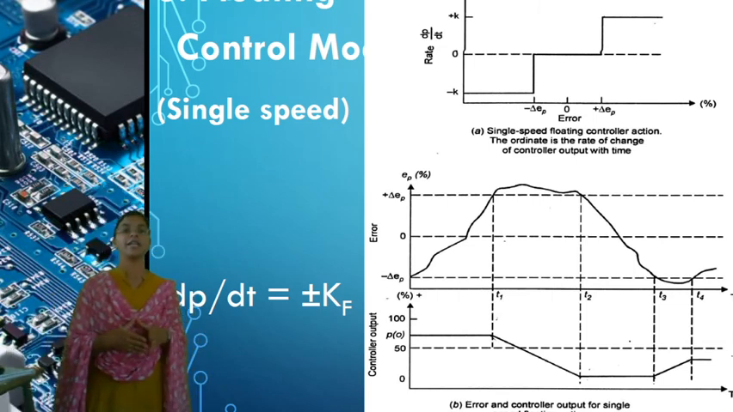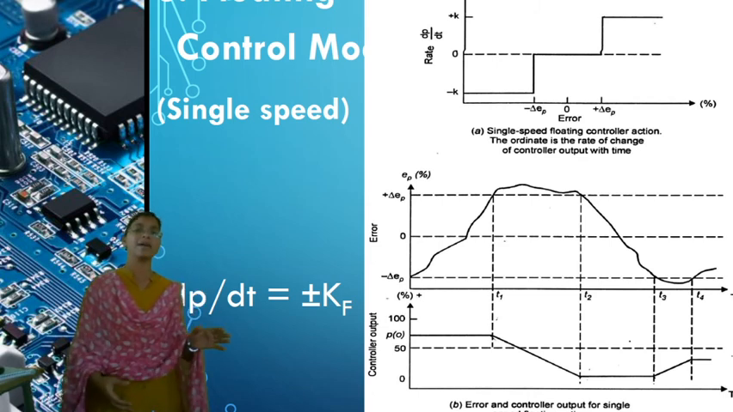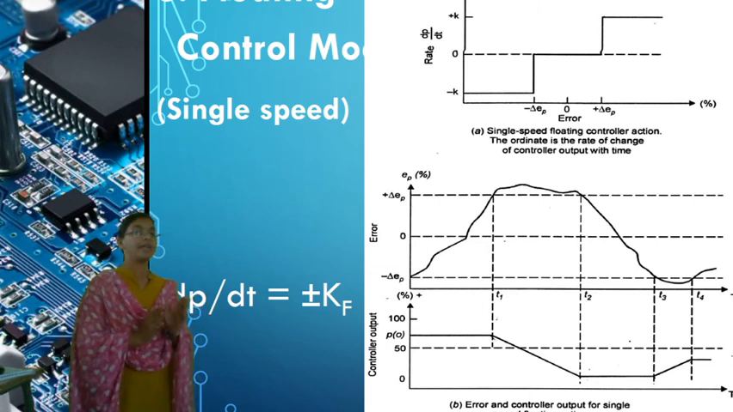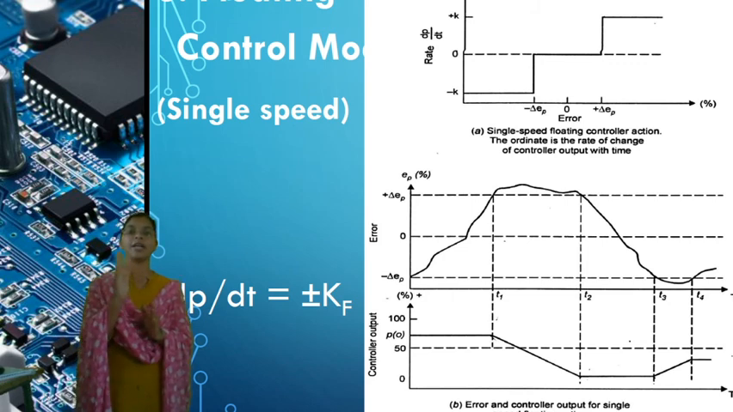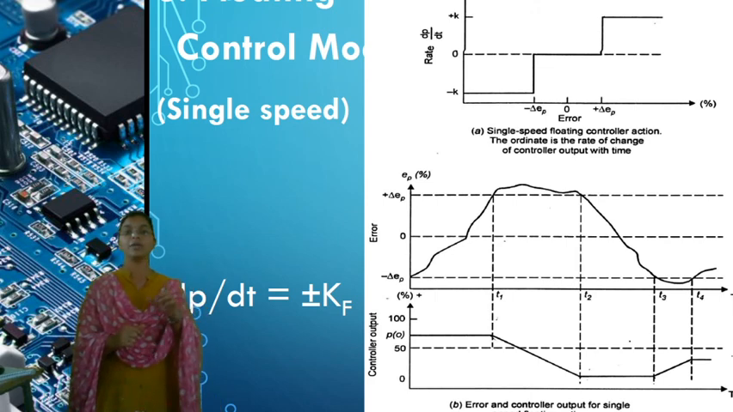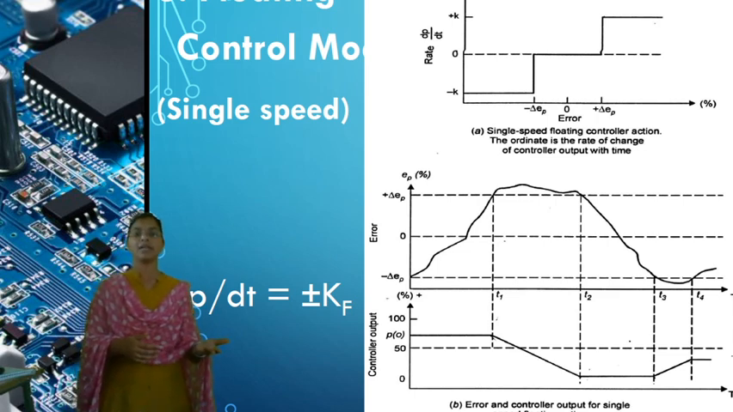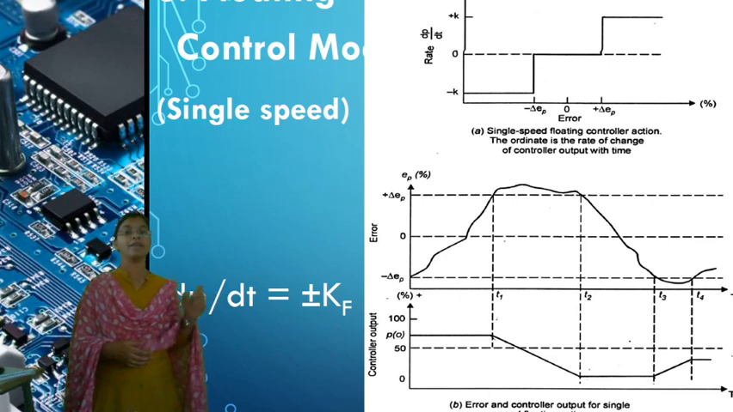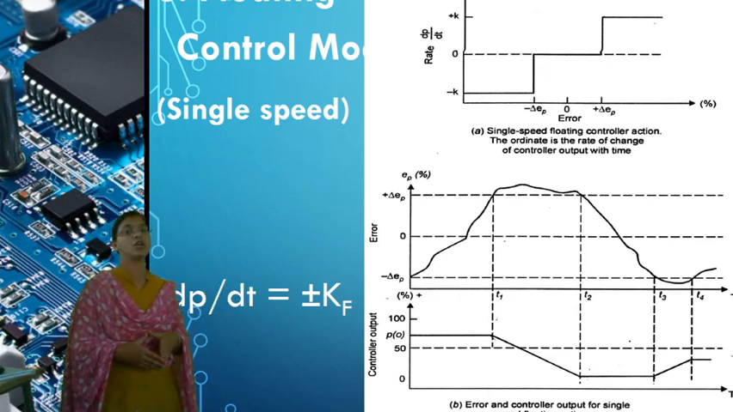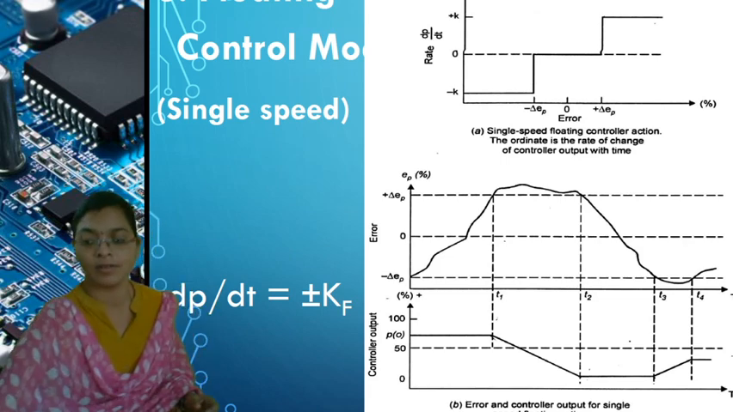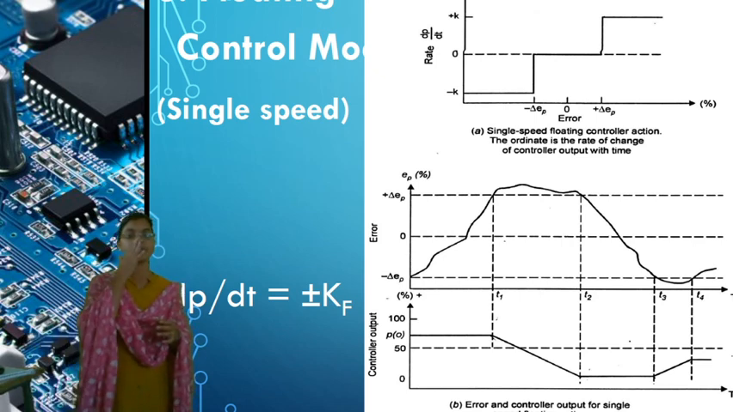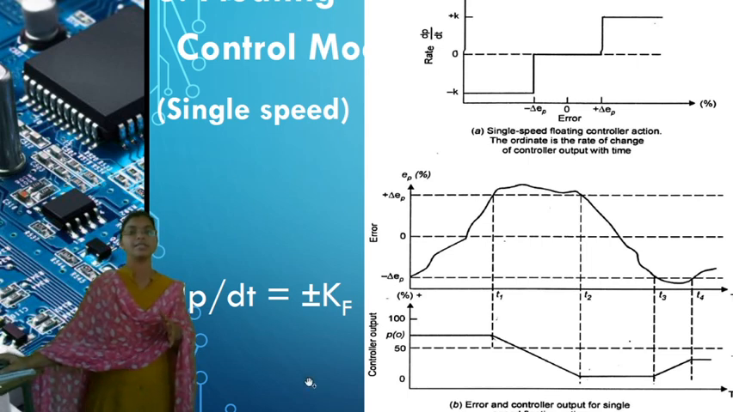Next is the last one, the floating type of controller mode, which is the same as this one and produces three types of outputs. But in the previous case, it goes directly to 100% or 50%. Here, whenever the controller output changes, the rate of change of error is taken. In the previous case, we directly wrote P equals 100% or 0% or 50%. Here, in the floating type controller mode, we take the rate of change of output equal to a constant times the error. So this is about the floating type controller mode.